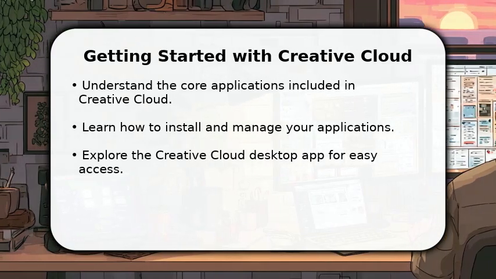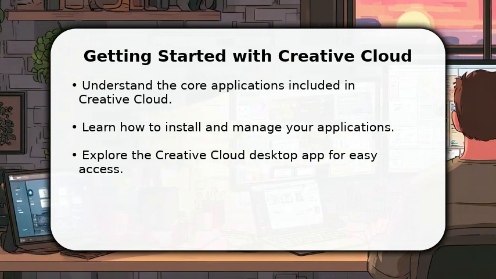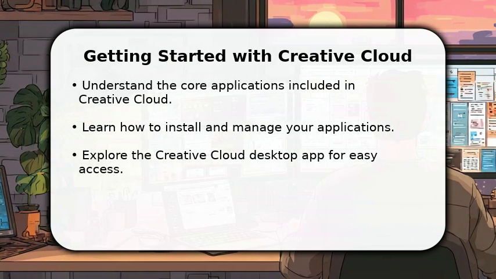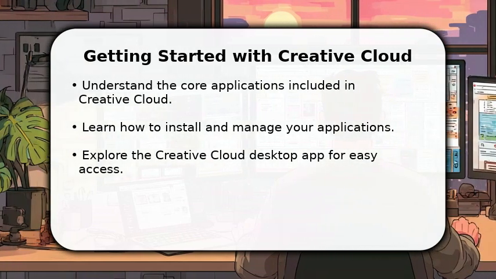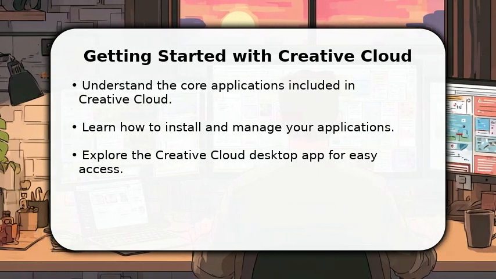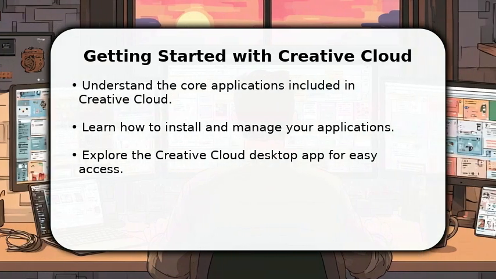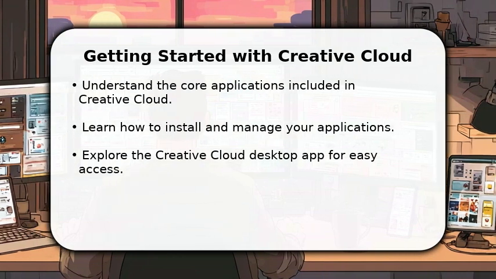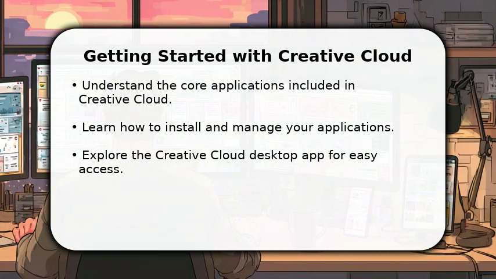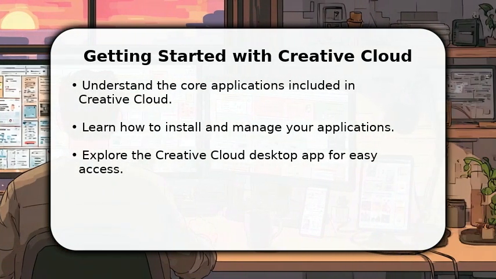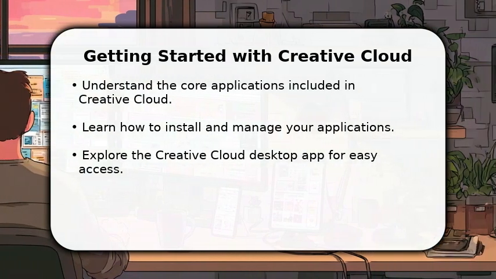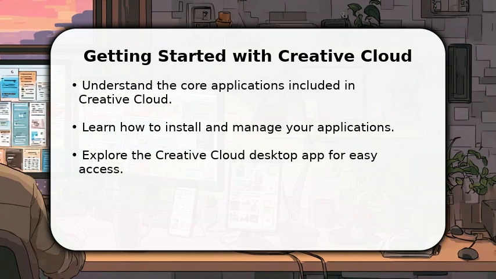In this video, I will explain how to use Adobe Creative Cloud. First, open the Creative Cloud desktop application. From there, you can easily browse and install over 20 creative applications, like Photoshop and Illustrator, with just a few clicks. Manage your installed apps, check for updates, and access your cloud files all from one central hub. This streamlined approach ensures you always have the latest tools at your fingertips, ready for any project.